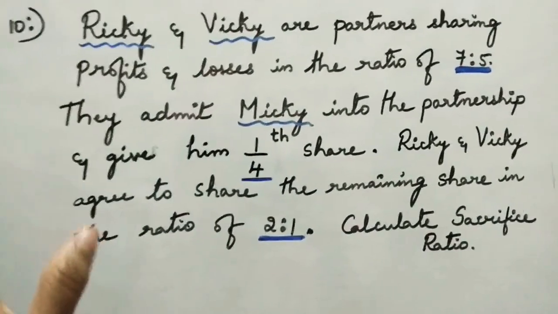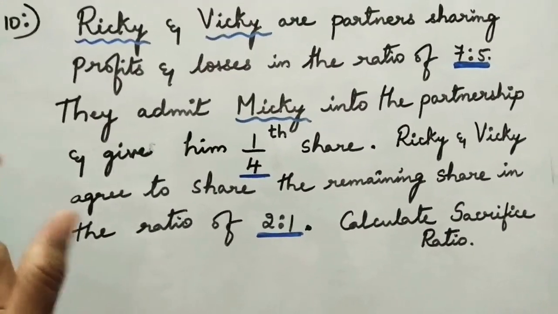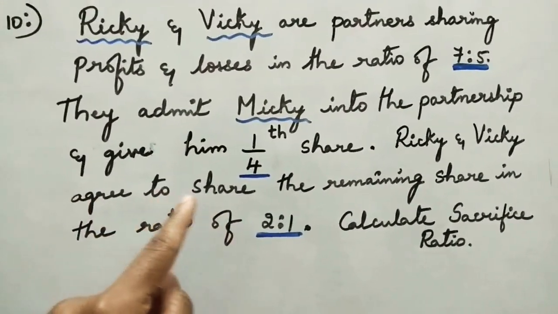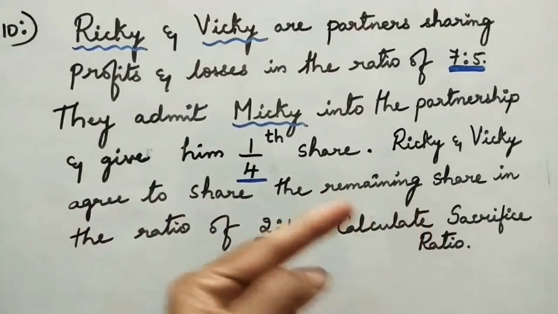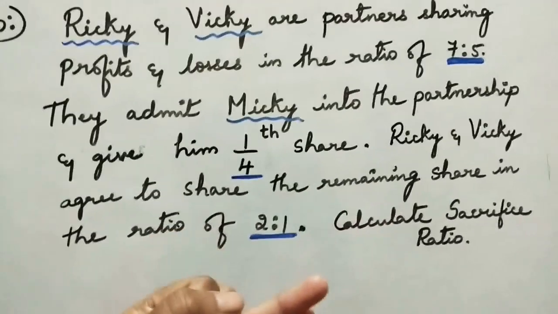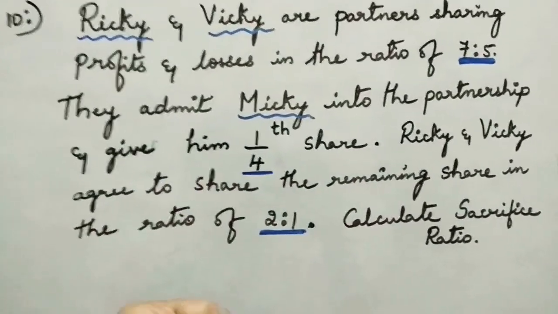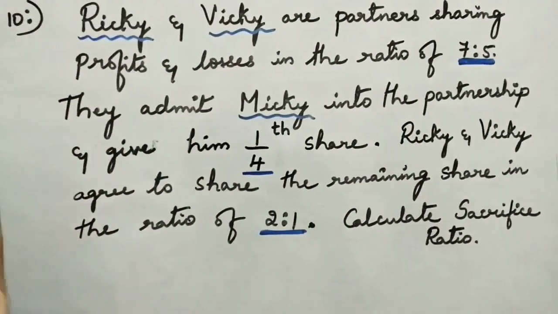calculated by us. First step, we have a working note to find out the remaining share, because they have given they agree to share the remaining share. We need to find out the remaining share now. First step. Then we have to calculate new profit sharing ratio, and then we are going to find out the sacrifice ratio. Now let us move on to the calculation of remaining share.